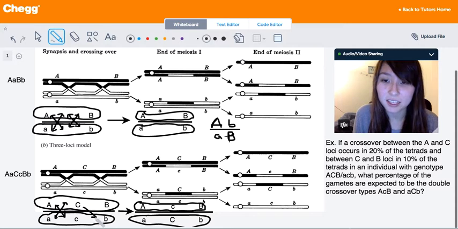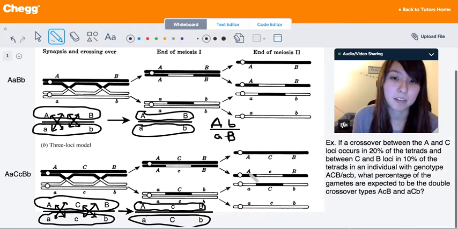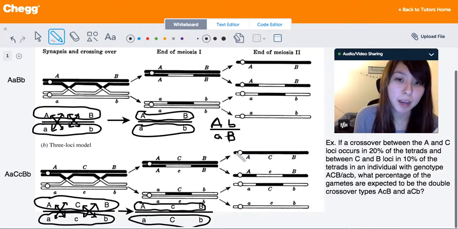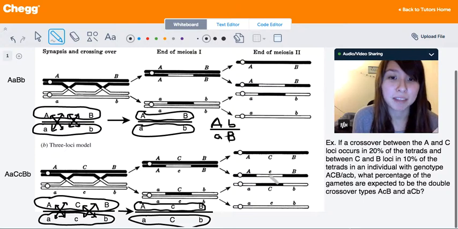And looking at this, you'll end up with big A, little c, and big B on the same side. You'll have little a, big C, little b on the other side. And you can see here what happens after crossing over occurs, at the end of meiosis 1, you're left like this. And when they separate out at the end of meiosis 2, you have the parental gamete, you'll have that double crossover gametes over here, and then you'll have the other parental gamete here.